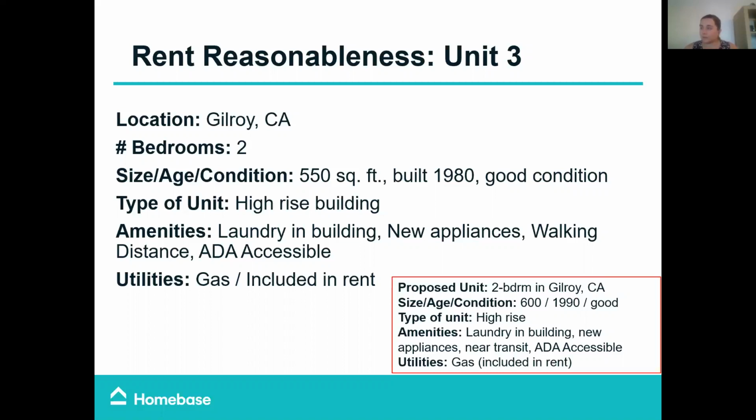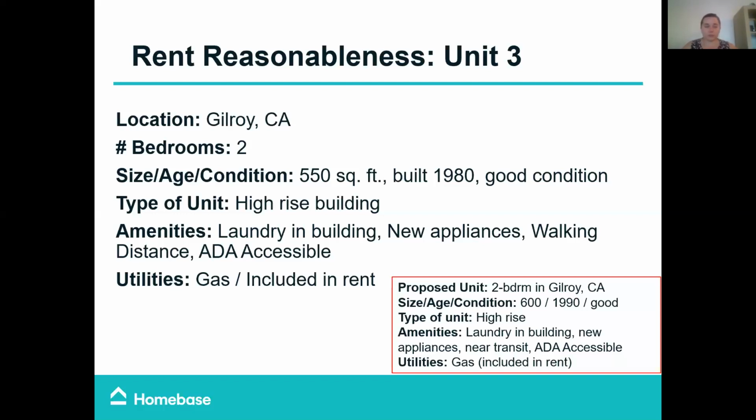Great, so we've got some great responses in the chat. I'll give you a couple more seconds in case anybody else wants to weigh in here. Okay, wonderful. So again, here we've got a bit of a mix, but we are leaning towards yes. It does seem that on balance, Unit 3 is comparable. It's a 2-bedroom unit in Gilroy, pretty similar in terms of size, 550 versus 600 square feet. It's in good condition and in a high-rise building, and it does have similar amenities.